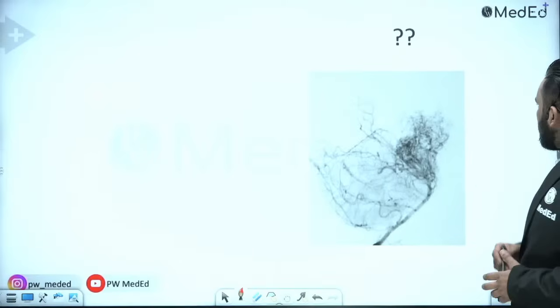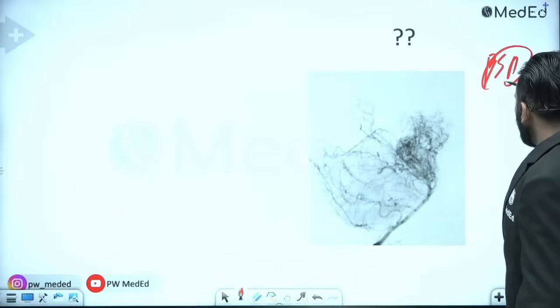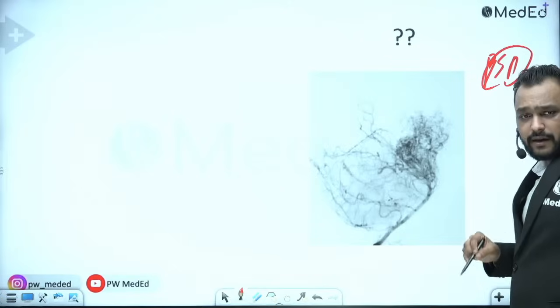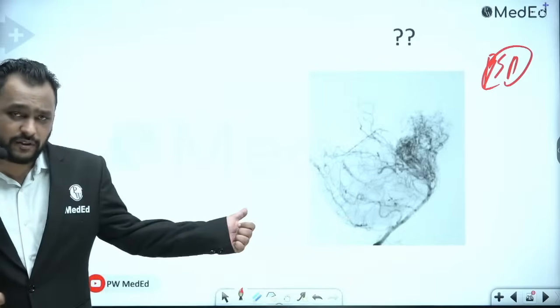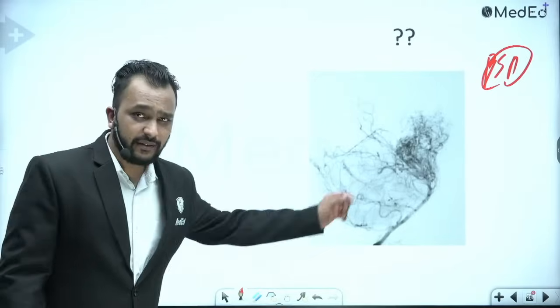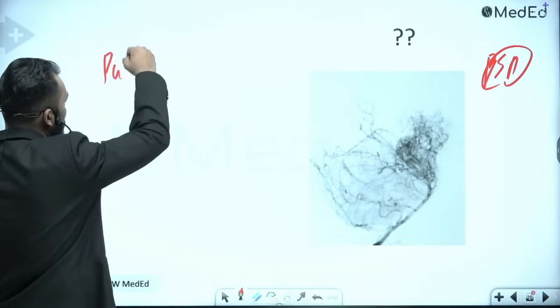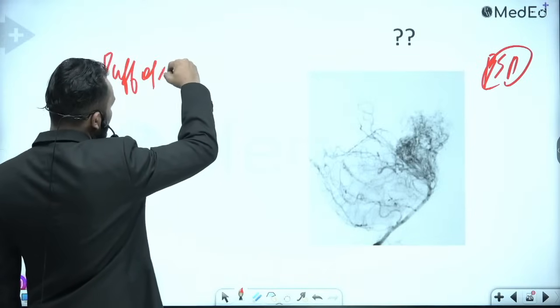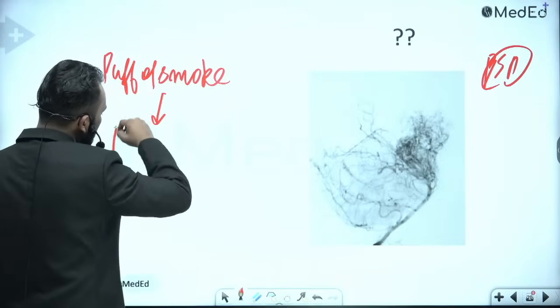This is another DSA image. The patient is very young and he has a history of stroke. In a young patient with a history of stroke, you do a DSA for this patient, you get this appearance. What is this appearance? So this is your puff of smoke appearance. It is seen in Moya disease.